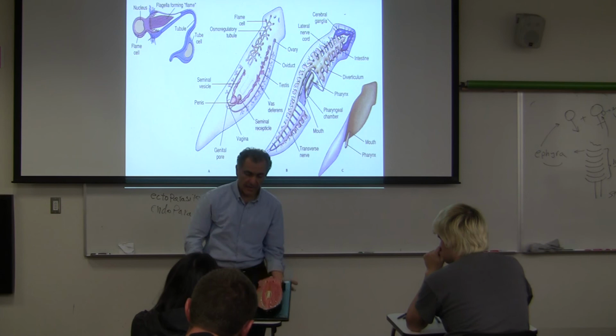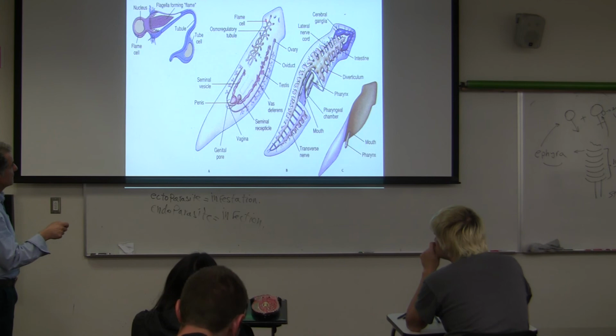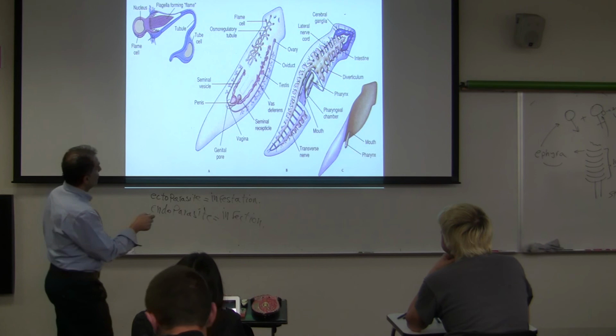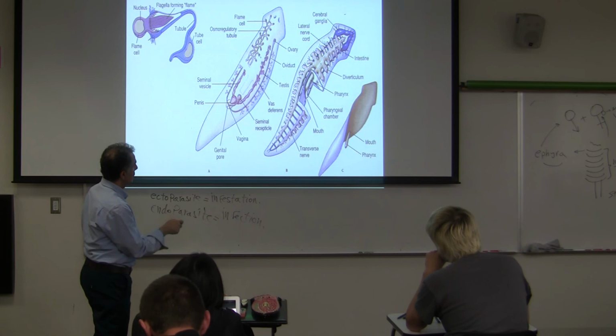So right here you have flame cells, as I showed in the model, then you have the osmoregulatory tube, I call it excretory canals, and then they end up to the outside somewhere. Here's the ovary, oviduct. We talked about all of these, testes. Do not worry about penis, seminal vesicle, seminal receptacles, vagina, all of that. I'm not worried about it too much.